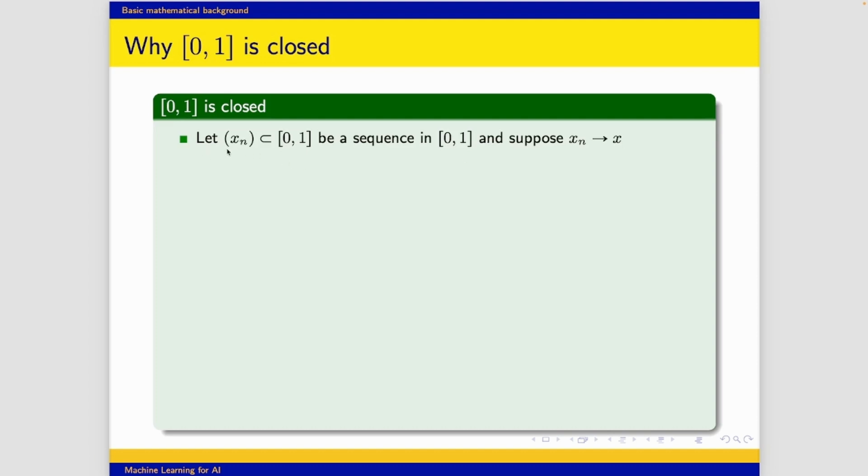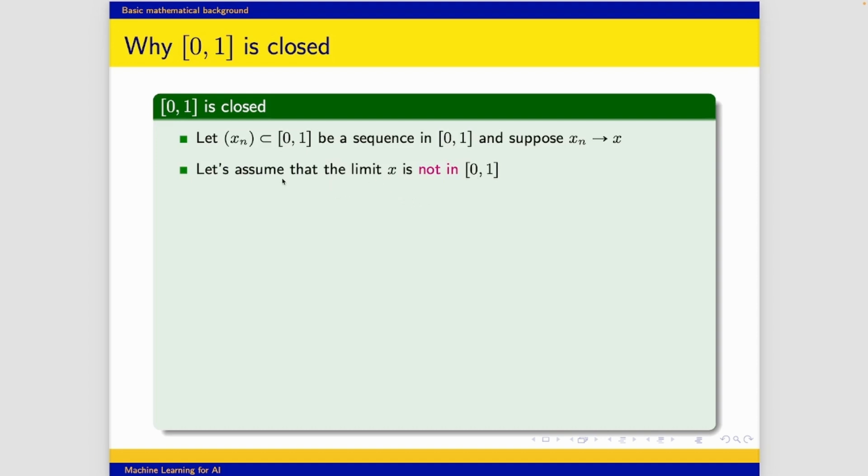So two conditions. One, that all of the sequence values lie in this set. And two, that the sequence is actually approaching some limit x. And we're going to keep this sequence totally arbitrary, so any sequence. And we're going to show that this limit value lies in 0 to 1. How are we going to show that? We're going to show that by contradiction. We're going to assume first that it doesn't lie in this interval, the set that we want to show is closed.